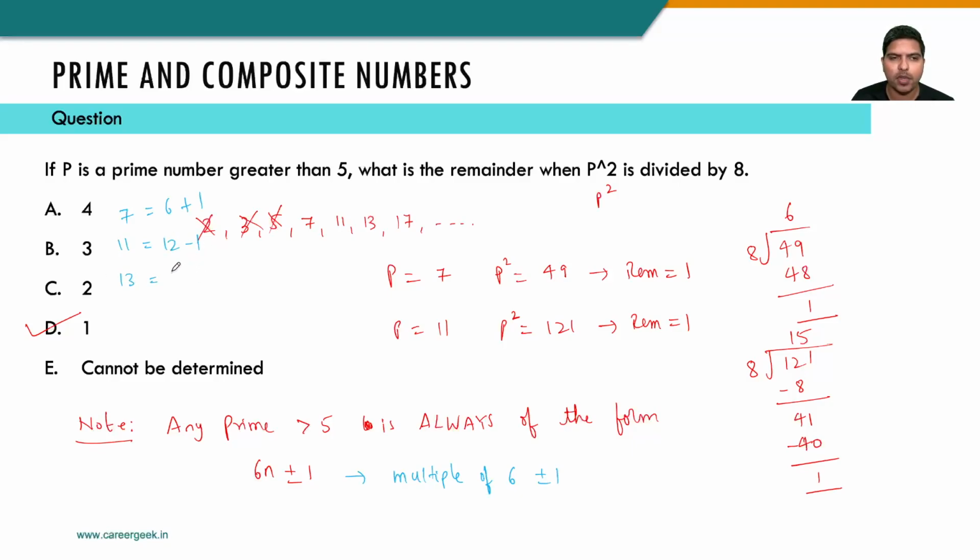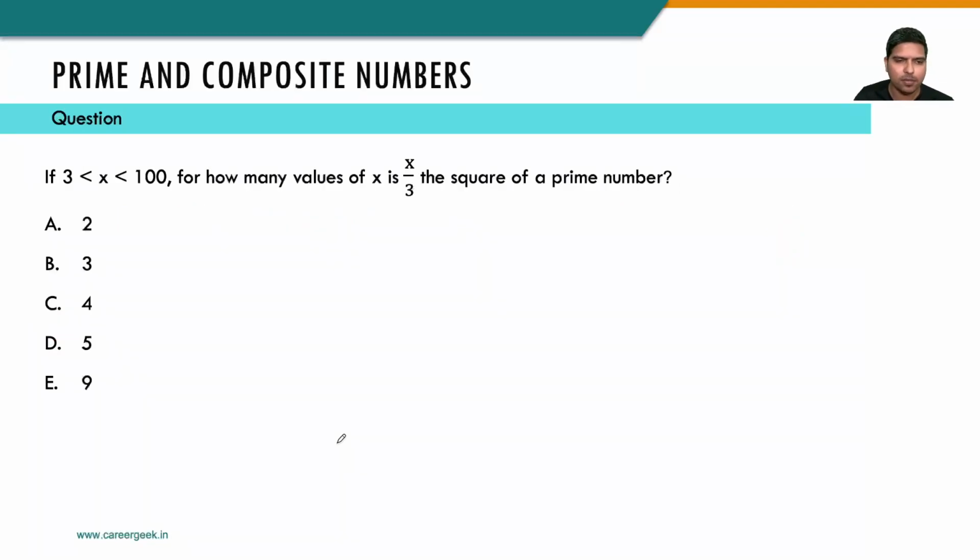You take anything, 23 you take. 6 into 4, 24 minus 1. You take 29, which is a prime. Yeah, 6 into 5 minus 1. 31 is 6 into 5 plus 1. So any prime number greater than 5, or greater than 3, see, even 5 is 6 minus 1. So any prime greater than 3, my bad, is always of the form 6n plus or minus 1, which is a multiple of 6, right? Now, we'll see one last question.